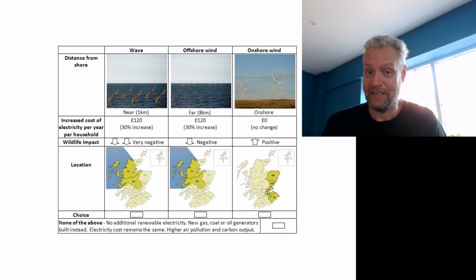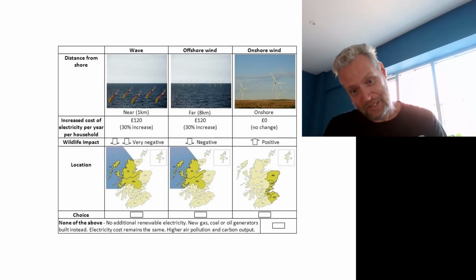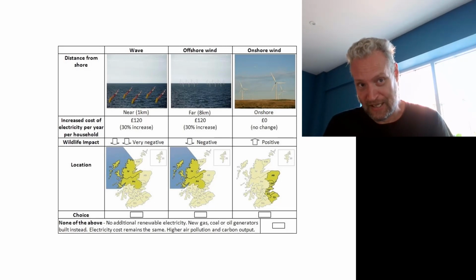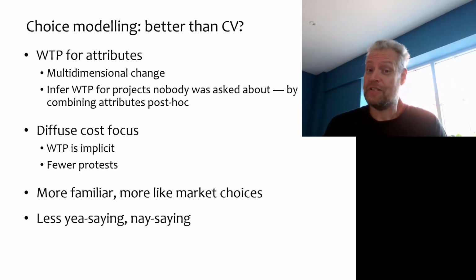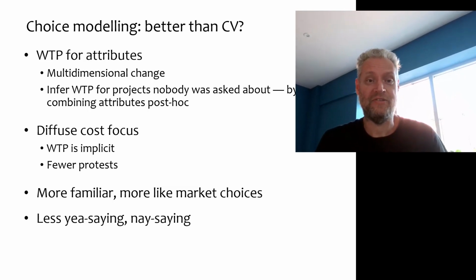From this particular example, it is clear that the analyst has some sort of interest in renewable energy, but it's not at all clear whether the analyst would prefer offshore wind over onshore wind. You cannot deduce that from the format. So there is less of a confirmation bias, or less of a trying to impress the interviewer, or of course the opposite. So these are all reasons why choice modeling nowadays is more popular than contingent valuation.